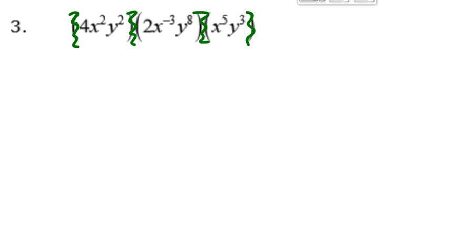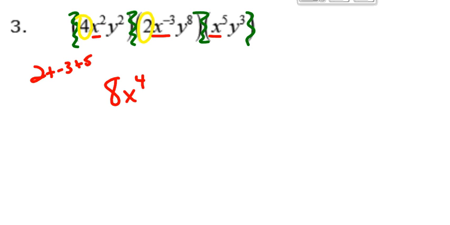All right, so I am going to first multiply my coefficients. 4 times 2 gives me 8. And then here I've got x squared, x to the negative 3, and x to the 5th. And if I add 2 plus negative 3 plus 5, that is going to give me 4. So I've got x to the 4th power. And then I'm going to add up my y's. I have y squared, y to the 8th, and y to the 3rd. That is going to give me y to the 13th. And that is my final answer.